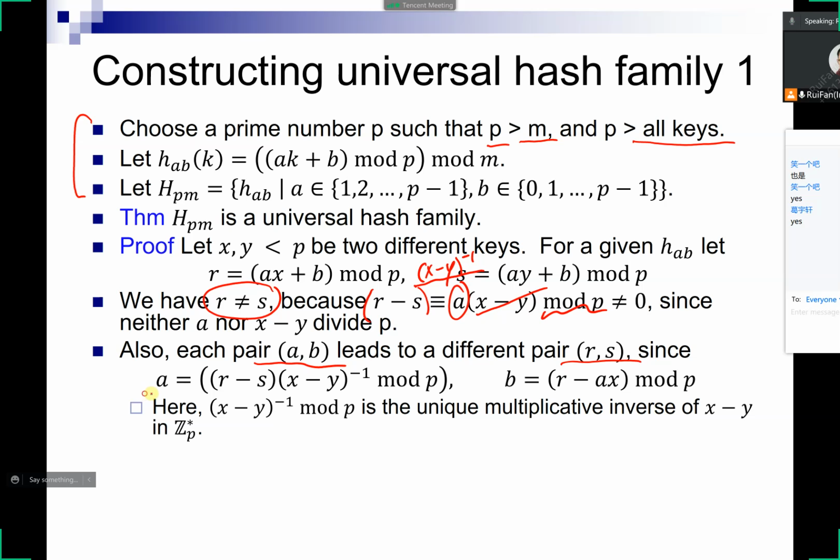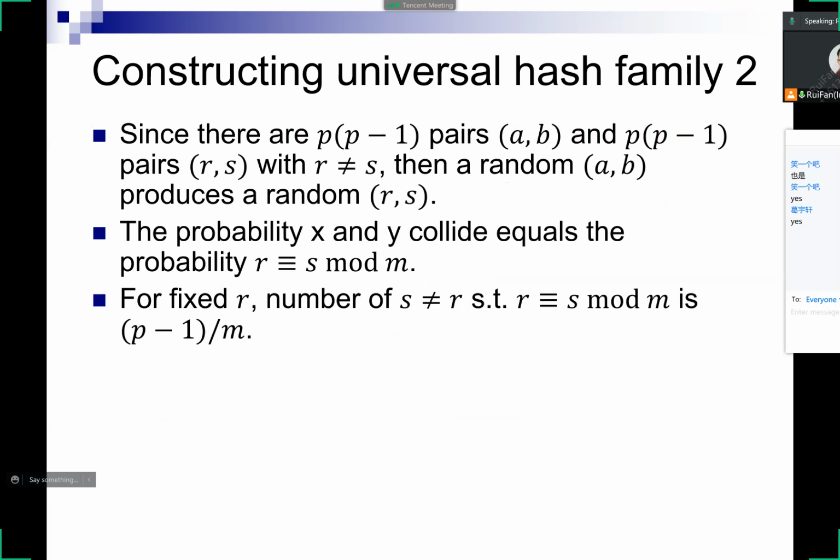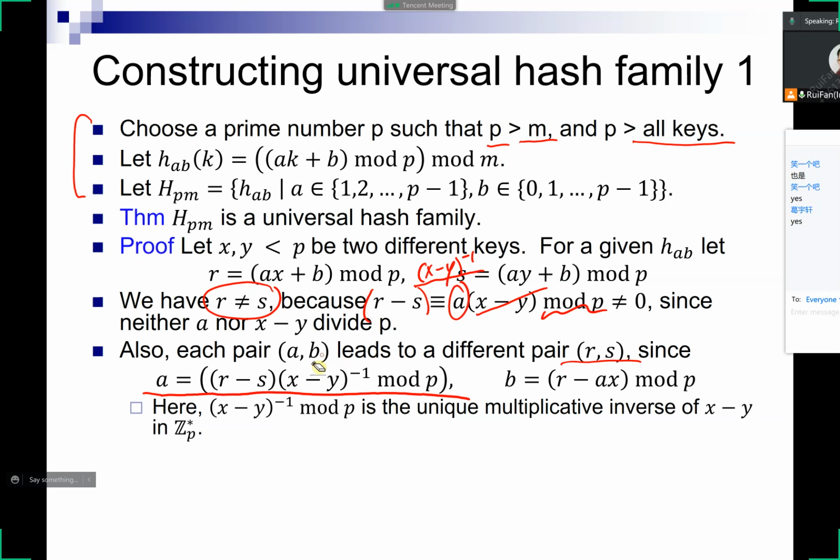Okay, so when we do that, you're going to get that A is equal to this expression over here. And then once you have A, you can also use that to solve for B. Because if you know the value of A, and we know R, of course, then B is simply equal to R minus AX, modulo P. So once you know A, you also know B.